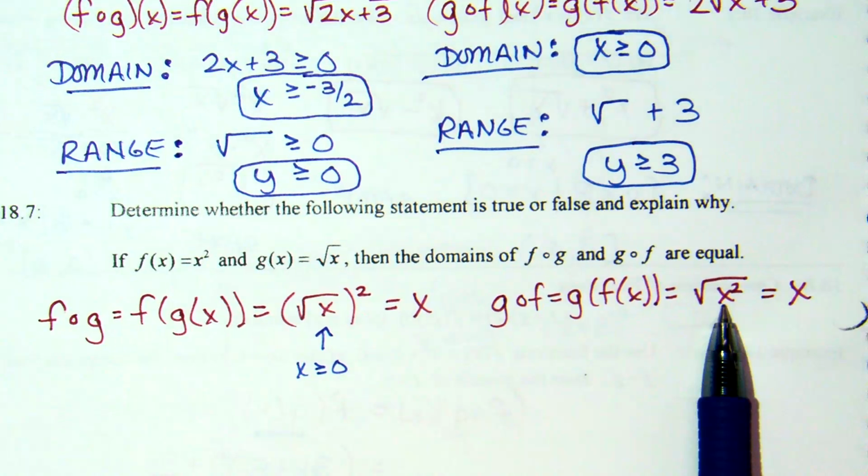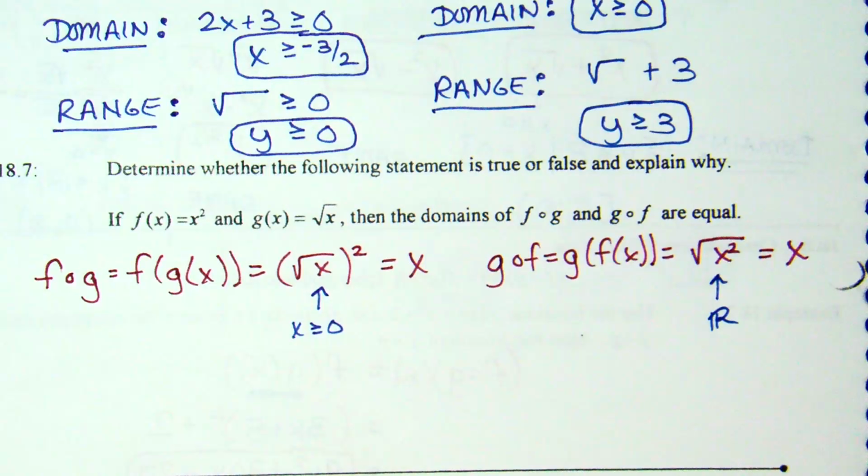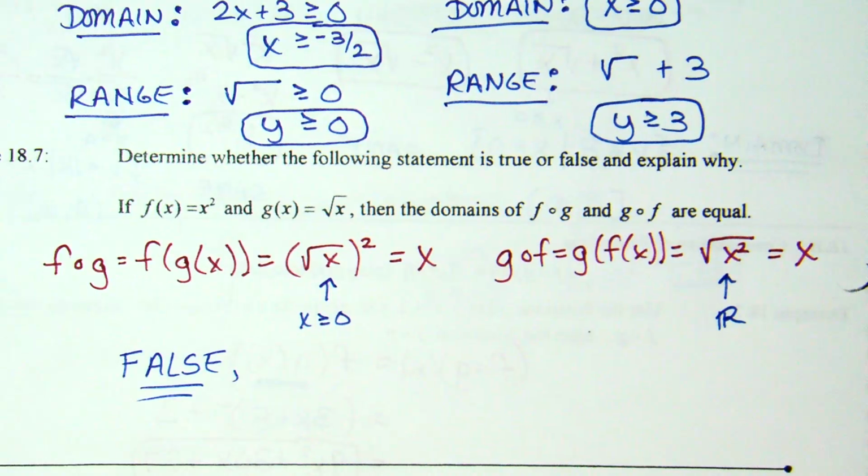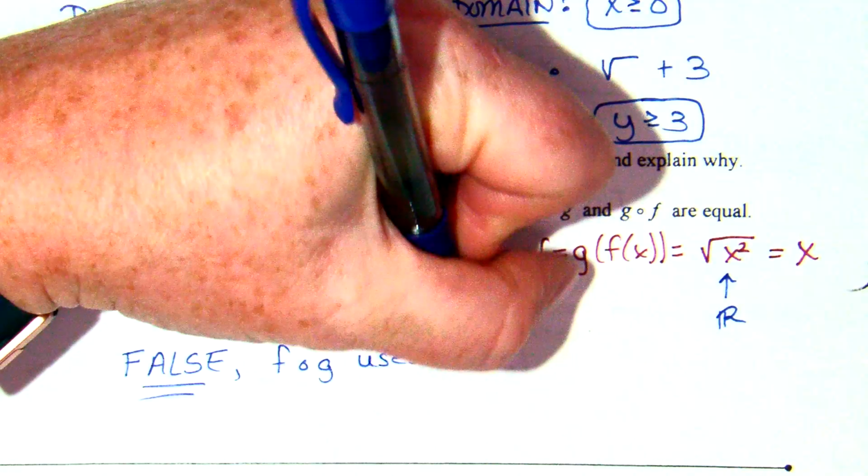So, was this a true or false statement? False. I know you're so surprised to see that, right? You kind of saw it coming, I'm guessing. False. Explain why. Well, what do we decide? Fogg uses only x values, x greater than or equal to 0. Goff uses x values that are all reals.